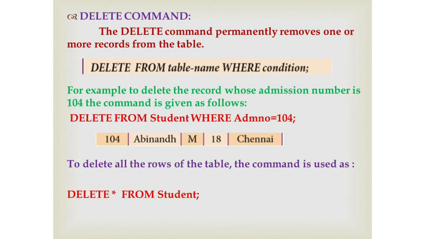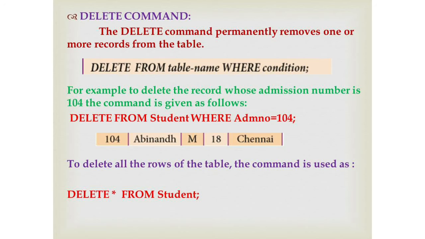Based on the condition only, if the condition is satisfied, that particular row will get deleted. For example, to delete the records whose admission number is 104. In the same table, you are going to delete the record whose admission number is 104. For that you can give the command like this. Delete from, this is a keyword to delete. Table name, what is the table name here? Student. Where, this is a where clause. What is the condition here? Our condition is whose admission number is 104. That record I want to delete.